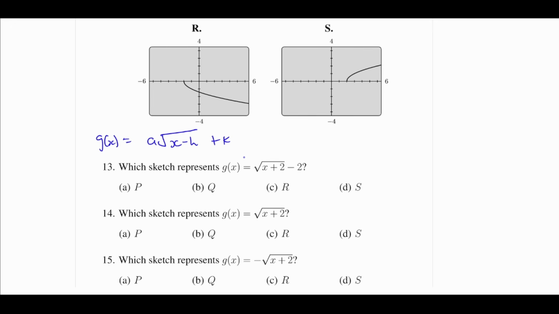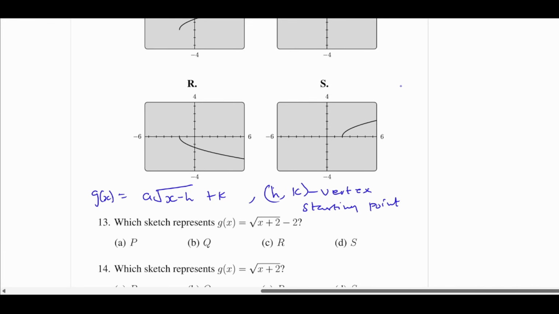If we are given the general form of a radical, h and k are the vertices, or we can say that we call them the starting point. For this question, we were expecting you to find the starting point, and then with the help of the starting point and the value of a, we can determine whether we are going to choose a or b or c or d.